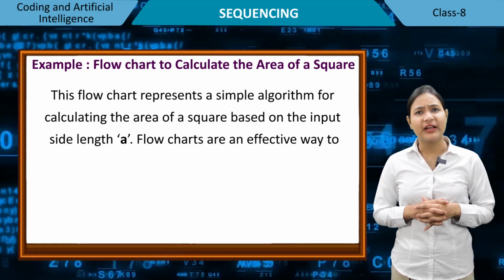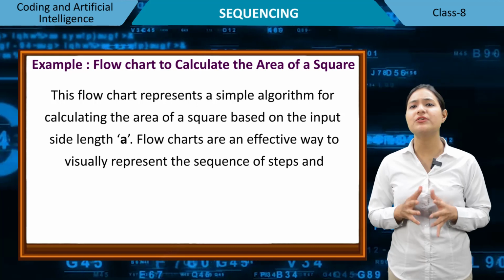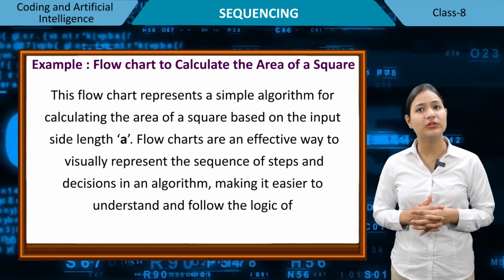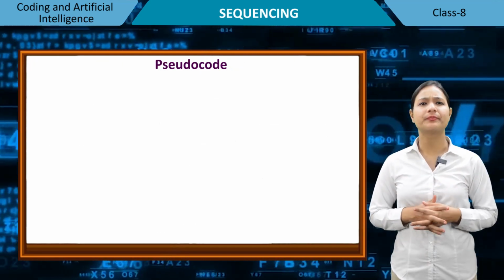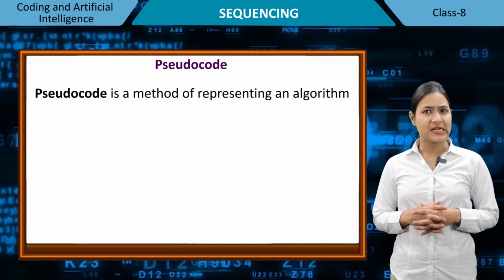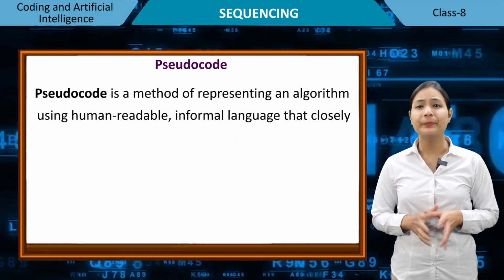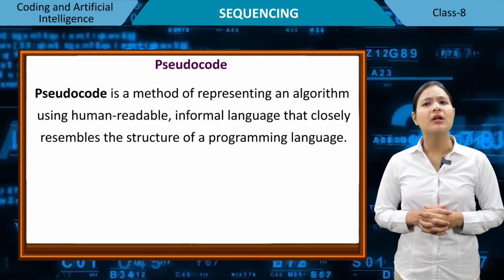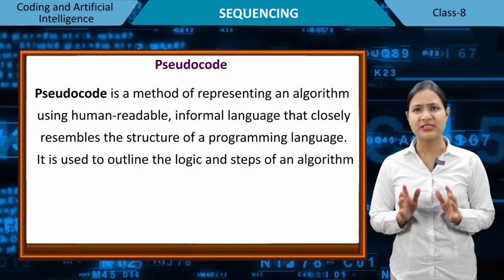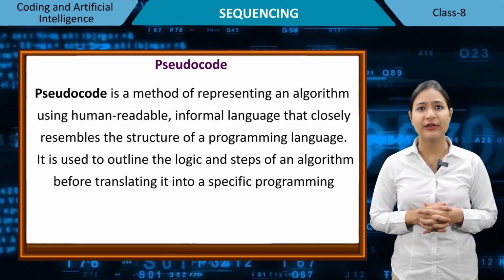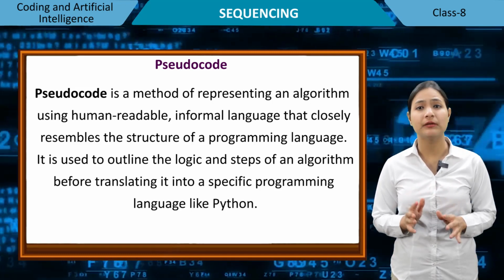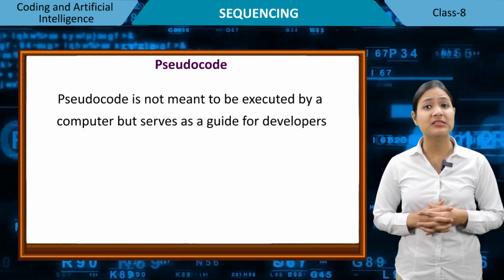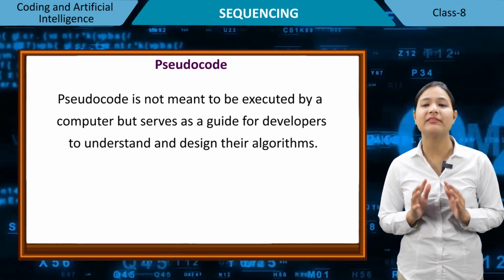Flowcharts are an effective way to visually represent the sequence of steps and decisions in an algorithm, making it easier to understand and follow the logic of the program. Pseudocode. Pseudocode is a method of representing an algorithm using human-readable, informal language that closely resembles the structure of a programming language. It is used to outline the logic and steps of an algorithm before translating it into a specific programming language like Python. Pseudocode is not meant to be executed by a computer but serves as a guide for developers to understand and design their algorithms.